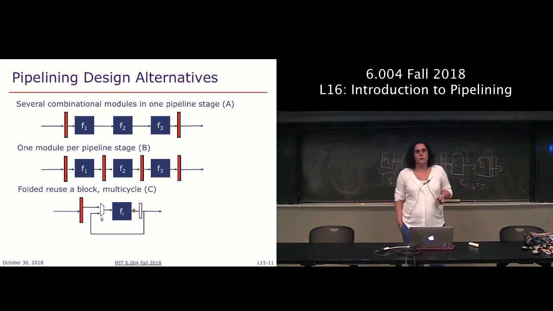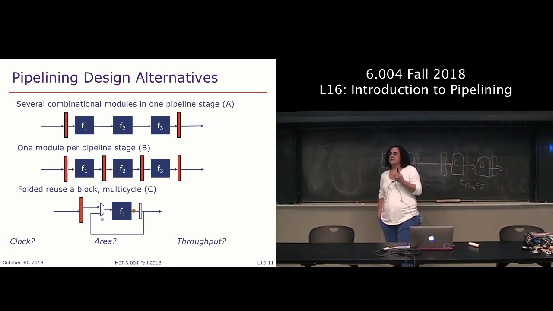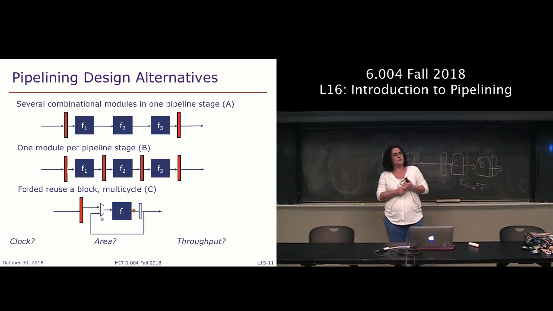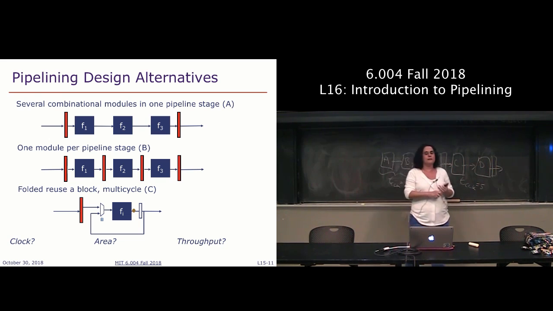Okay, so what we want to do now is analyze basically the difference between these 3 types of implementations as far as what their effect is on clock period, area, and throughput. Okay, so let's start with the clock period. Which one of these is going to have the slowest clock period?